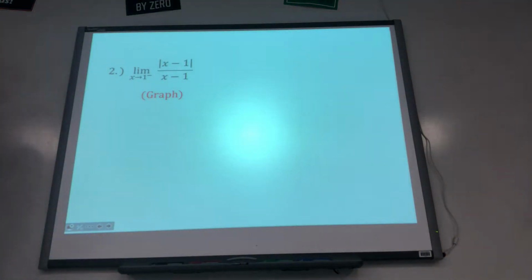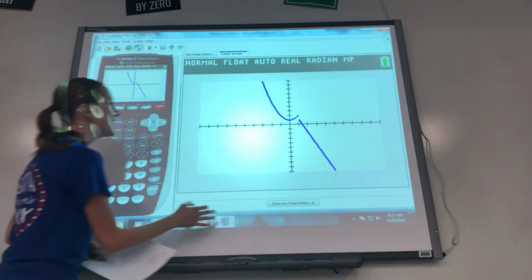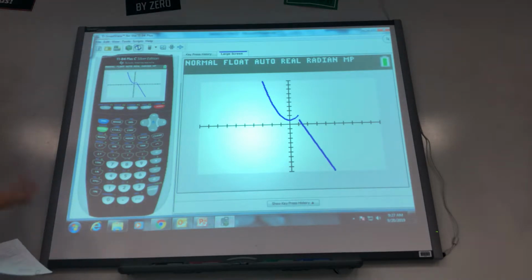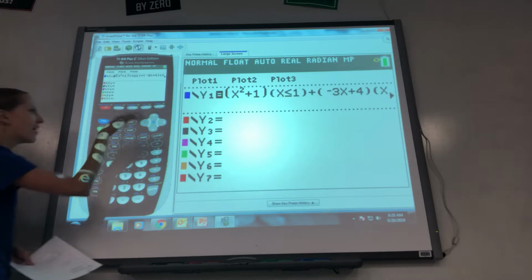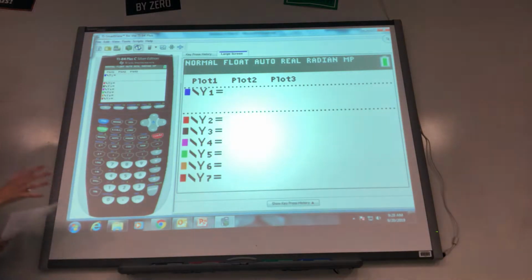So I'm going to type this into my y equals. If you forgot where absolute value is, I will show you that. Oh darn, I had the graph up here for example 4. I'll have to clear it out. I'll put it back up there later. I was trying to be prepared.